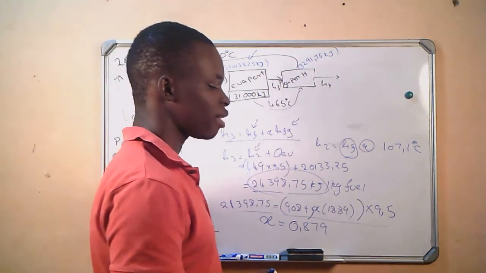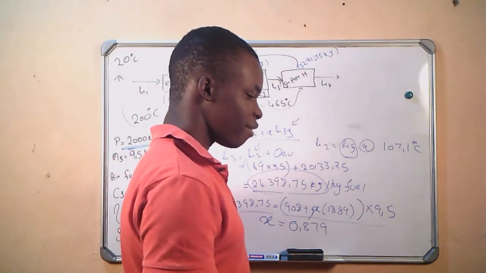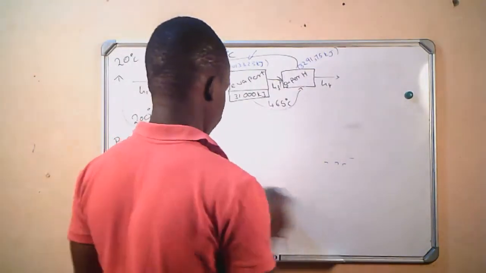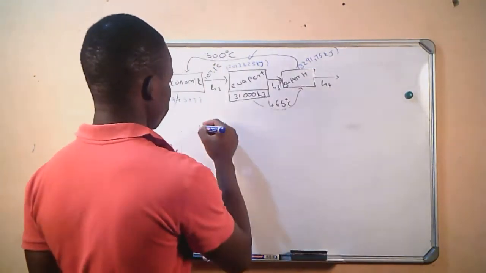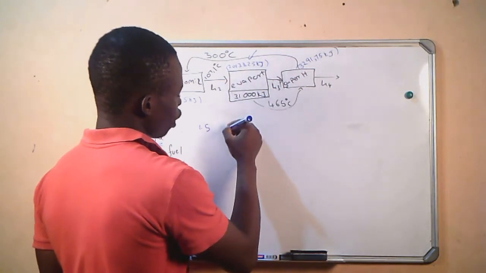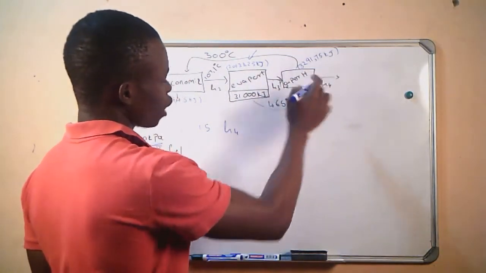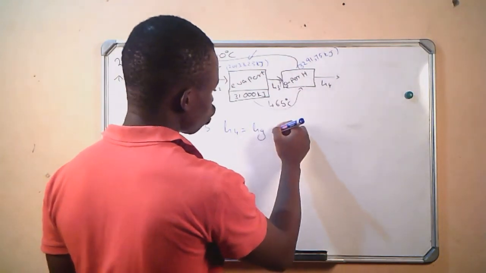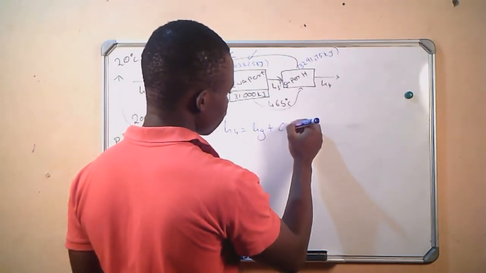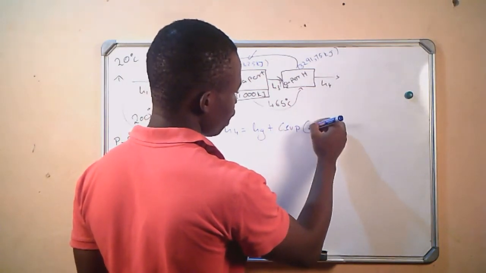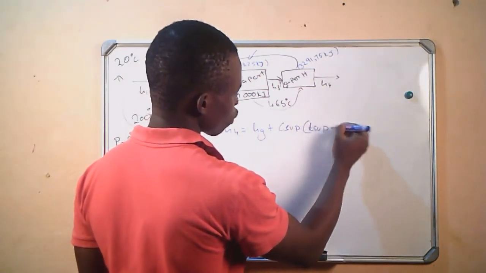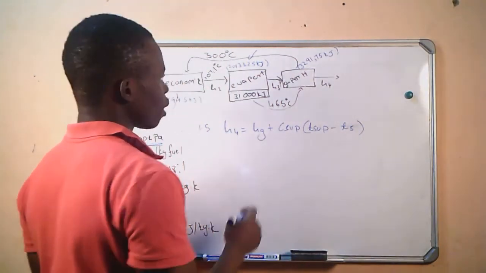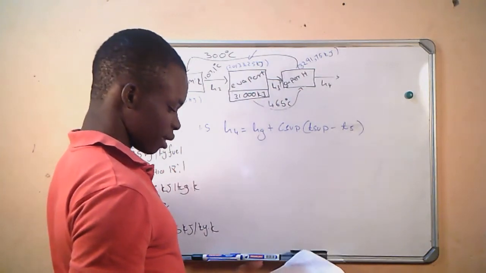They say temperature of the superheated steam leaving the superheater. So 1.5. Here we'll say H4, since we know H4 is the enthalpy of superheated steam. Superheated steam is given by Hg plus specific heat capacity of the superheated steam in bracket T sup, which is what we're looking for, minus Ts, which is the saturation temperature. First, we have to get H4.